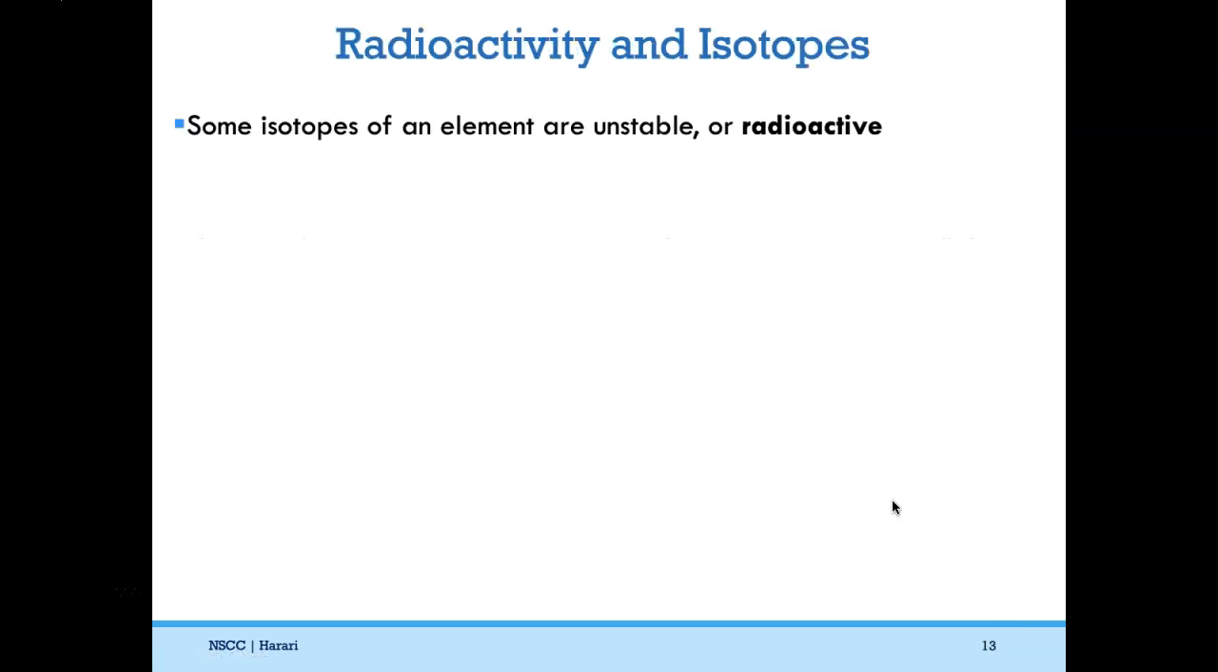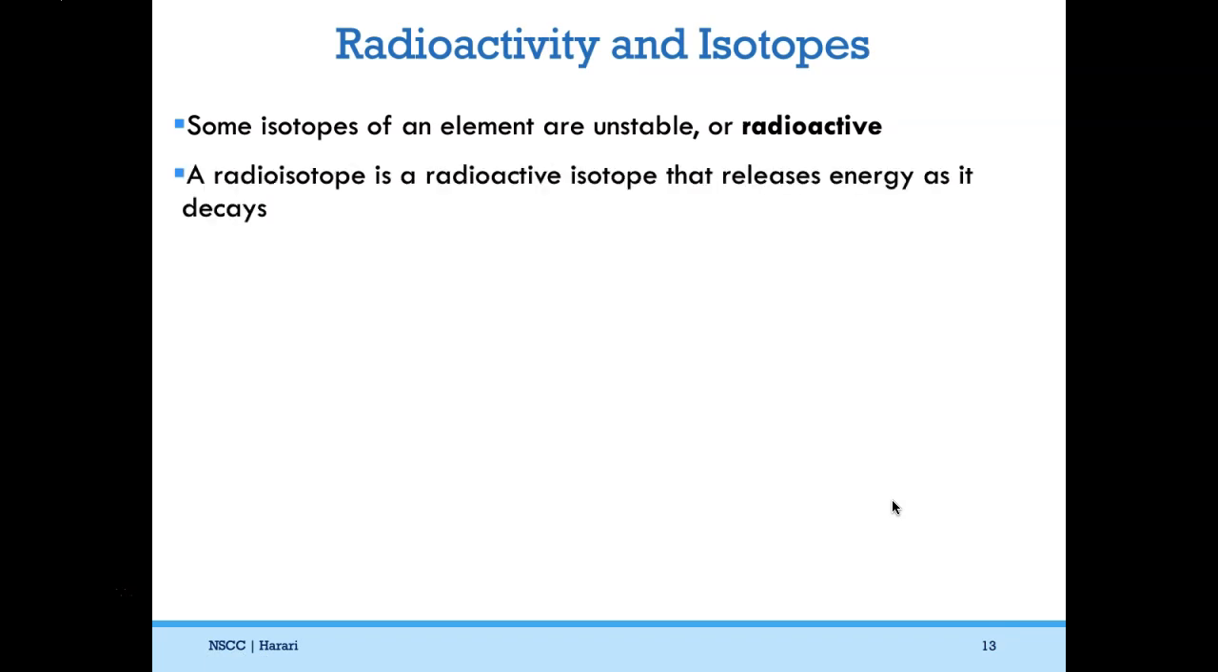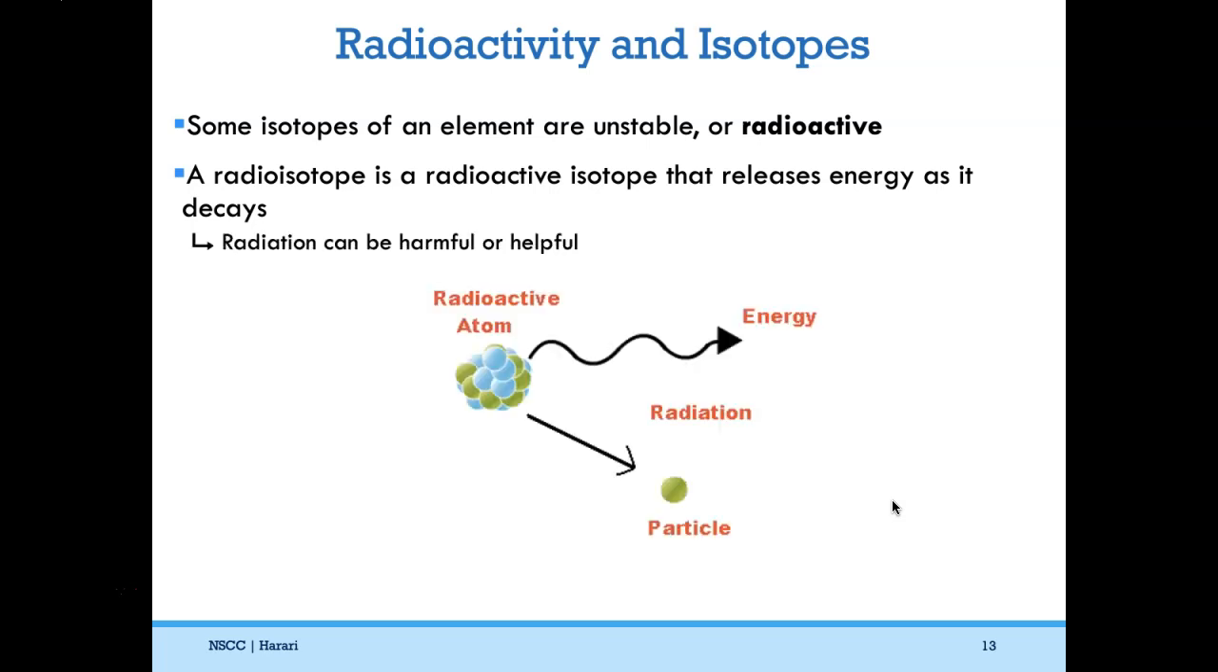Some isotopes of an element can be unstable, some of which are radioactive. A radioisotope is a radioactive isotope that releases energy as it decays. So basically, an atom might be unstable if it's an isotope, so it gives off energy as it breaks down into a more stable form. And as it breaks down into smaller particles, it releases radiation, and that can be harmful or helpful.